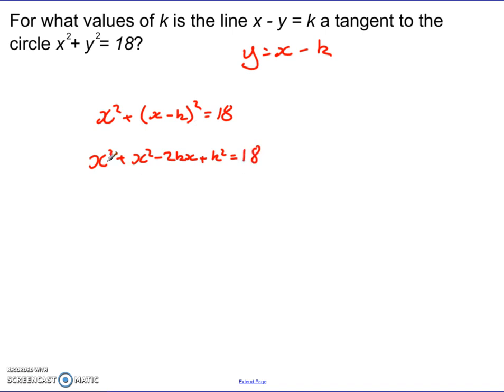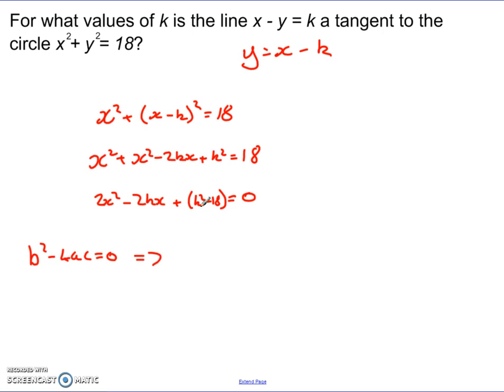So I've multiplied it out. All I need to do now is simplify everything and get it equal to 0. So I get 2x squared take away 2kx plus, in a bracket, k squared take away 18. I'm going to keep this in the bracket because that's the equivalent of the c part. I then use my b squared minus 4ac. But I know for a tangent, that equals 0.